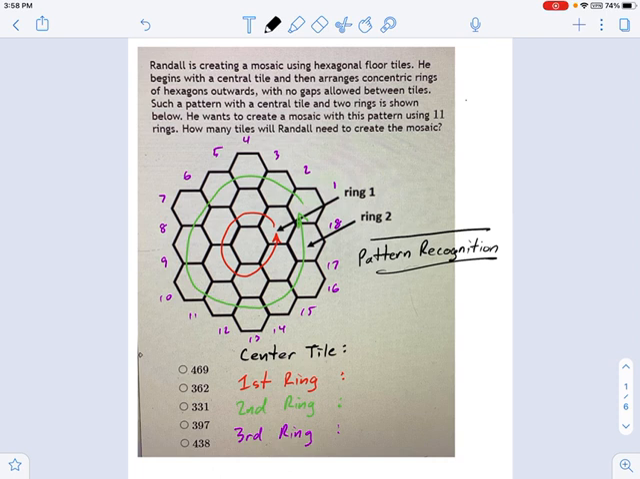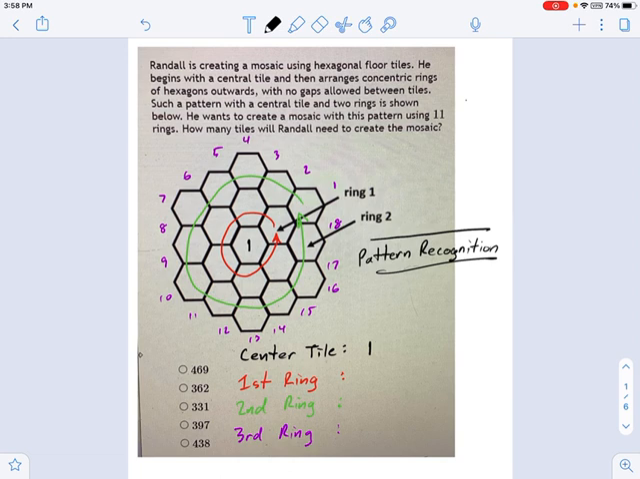I don't know it. But we can use pattern recognition to find out how to estimate the number of tiles without actually going around and counting, right? That would be the slowest possible way. So I want to point out the pattern here. First, you have a central tile. Obviously, there's only one in the center. But around that thing, you have 6 tiles.